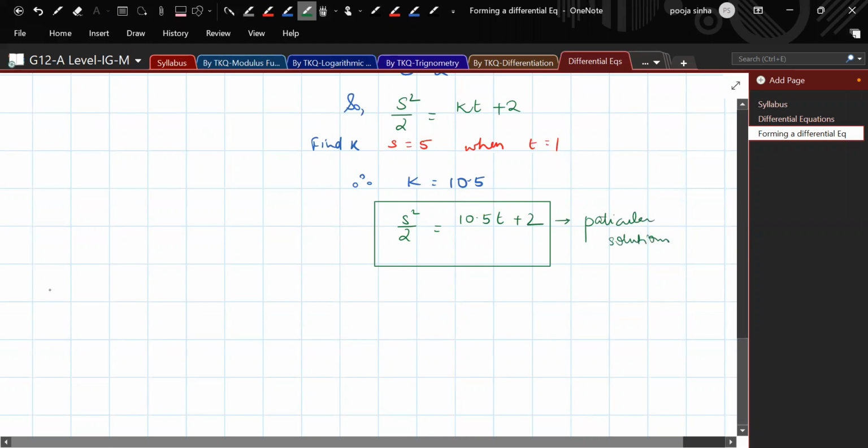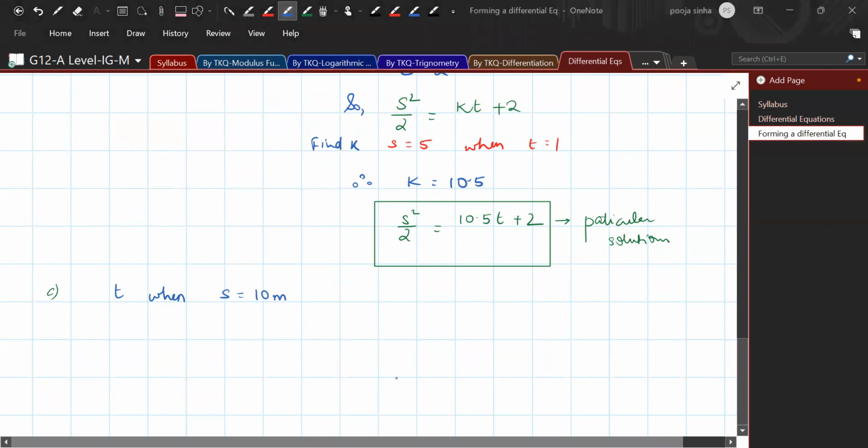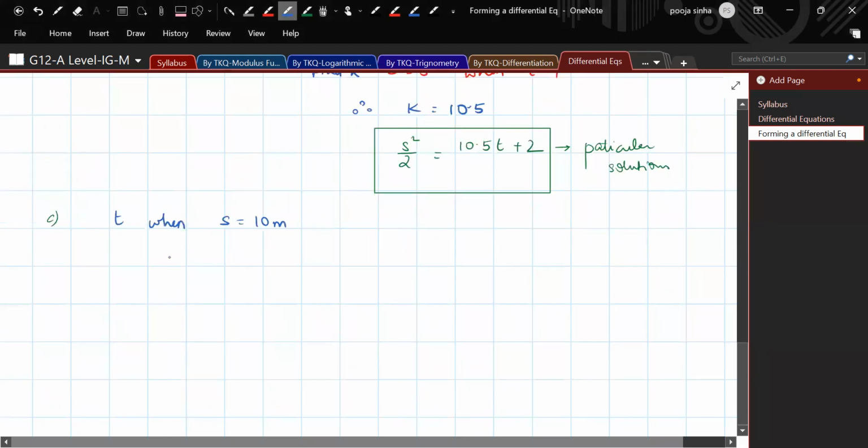Okay. Now we will do the C part. C part says you have to find T when S is equal to 10 meters. अब easy है निकालना? We just have to put it there. You just have to put the value of S. ठीक है? अब तो आपके पास proper equation आ गई. Now you just need to put the value of S in your equation. तो ये क्या हो जाएगा? S square यानी 10 square upon 2 equals 10.5 into T plus 2.